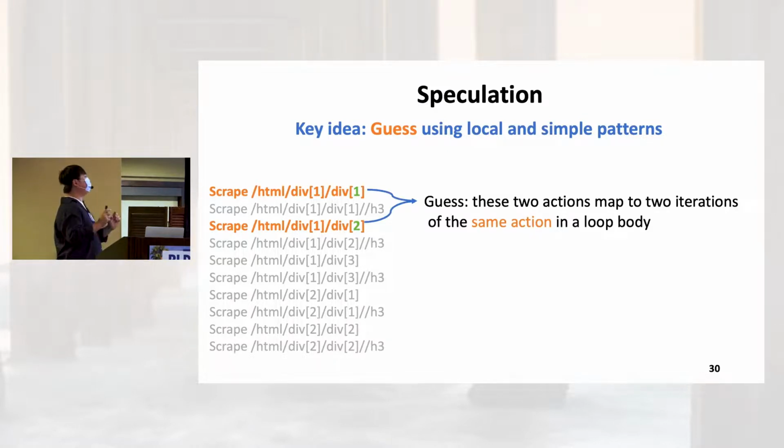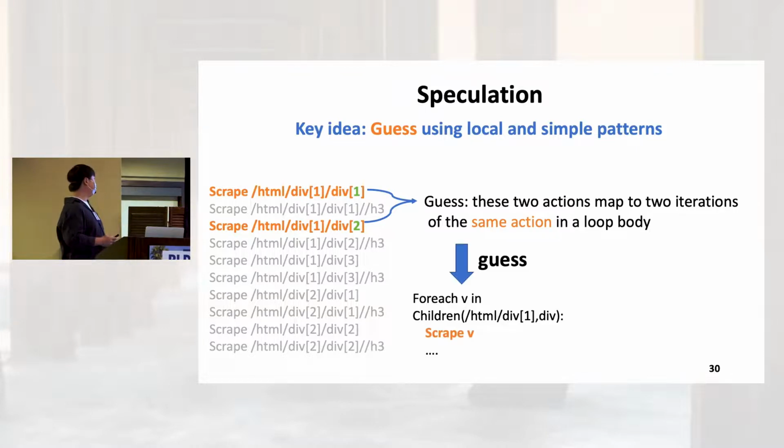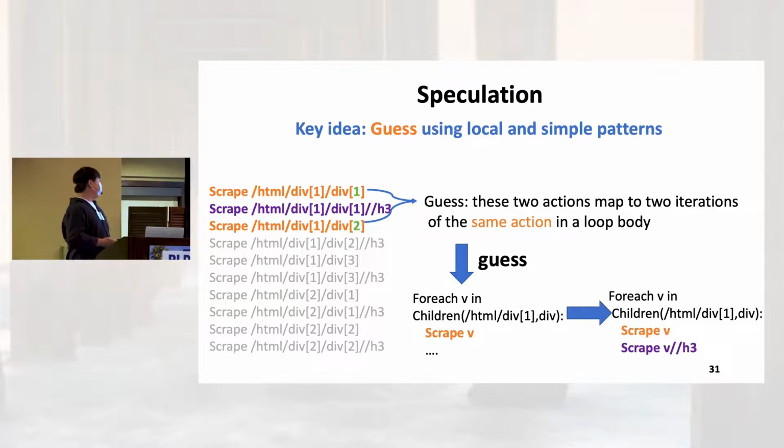We can guess these two actions map to two iterations of the same action in a loop body, which means we are looping them. And we can actually guess the for loop structure and part of the loop body. We can also guess the looping variable, because we see 1 and 2, and we can guess the next is 3, right? So after further examining the trace, we can complete this sketch, and we have our rewrite candidates.